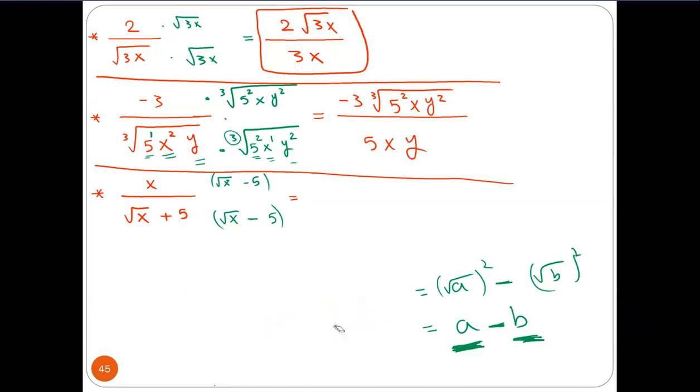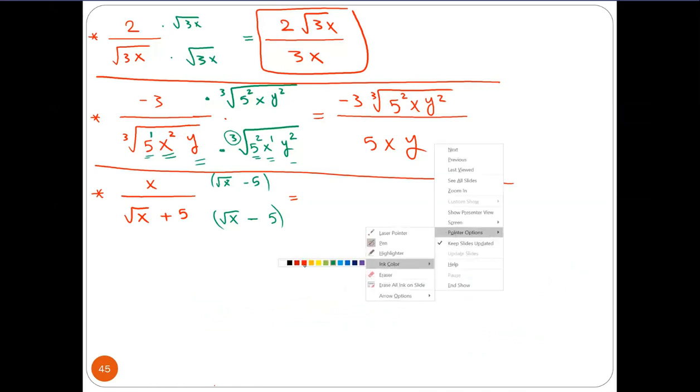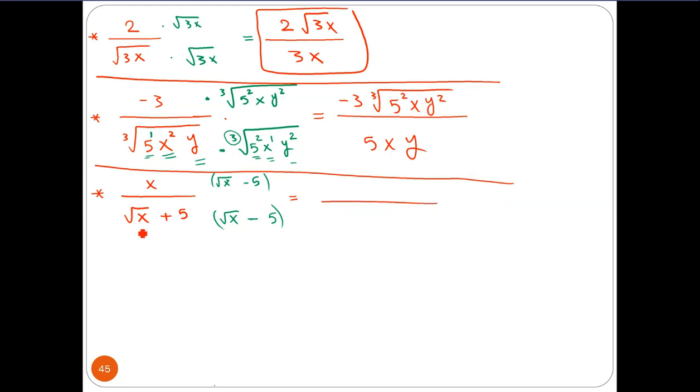أوكي، أي بمعنى تربيع الأول ناقص تربيع الثاني. فهنا النتيجة راح تكون the radical x square minus 5 square, and x multiplied by radical x minus 5. So the final result equal x minus 25, because the radical x with this square, x, 5 square 25, and we have x multiplied by radical x minus 5.